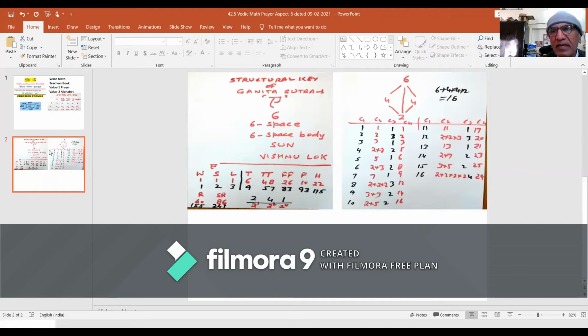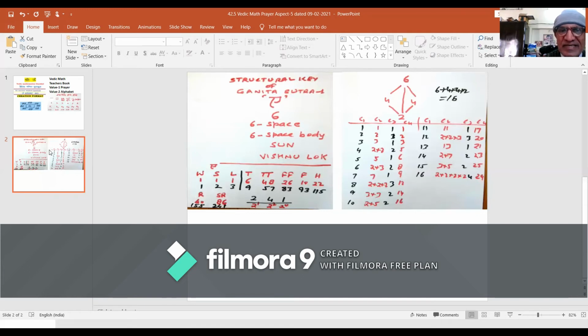Yatha pinde tatha brahmande, as in body, so in universe, is the processing steps. Therefore, 6 space becomes self-referral space. One shall sit comfortably and be face to face with these features. Now, let us focus upon value 6. The value 6 is a perfect number value. It is a unique perfect number value.